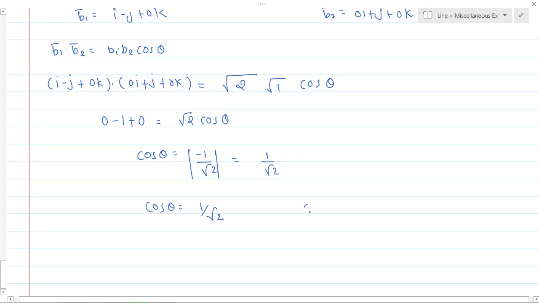So this is my cos theta, equal to 1 by root 2. Now tell me for what angle cos theta becomes 1 by root 2. Which is nothing but 45 degrees. As simple as that. So what is the answer to this question? It is nothing but 45 degrees.